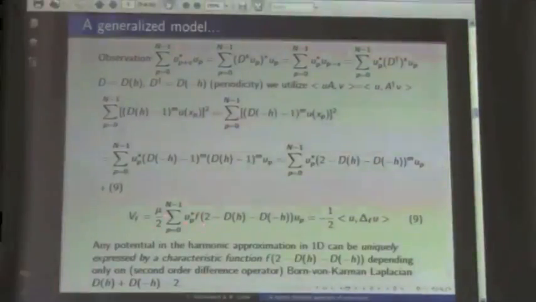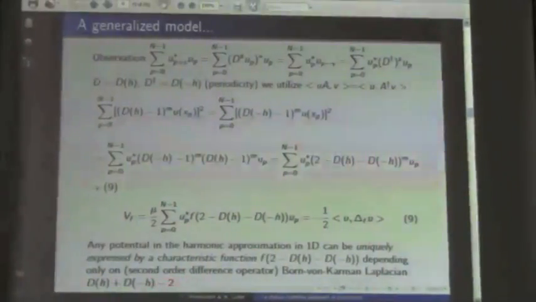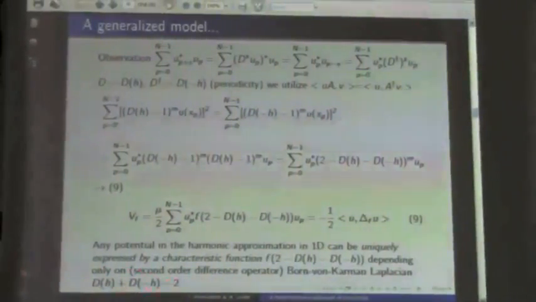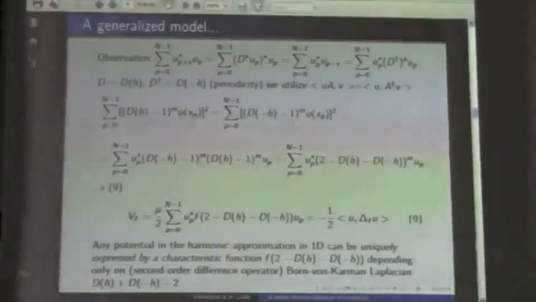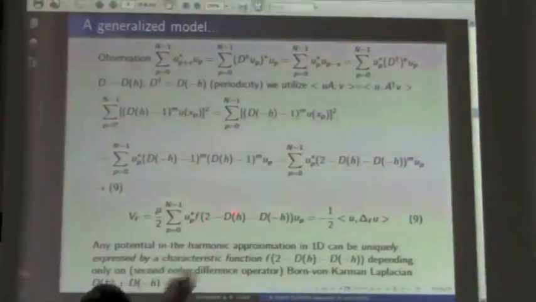So any elastic energy on the chain, you can write it in this way with a simple characteristic function which contains all information, which we will see in a minute, and it makes any calculation very easy. So this is the Born-von Karman chain. If you have a monoatomic chain with only next neighbor interaction, then your f is just the argument itself. Then it's a very trivial case.